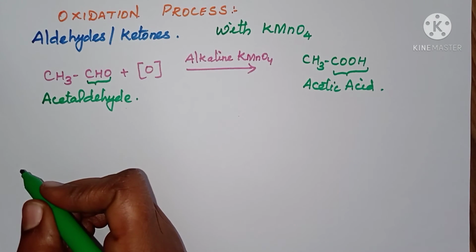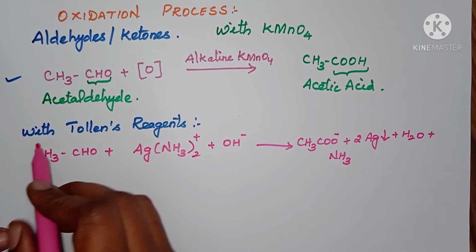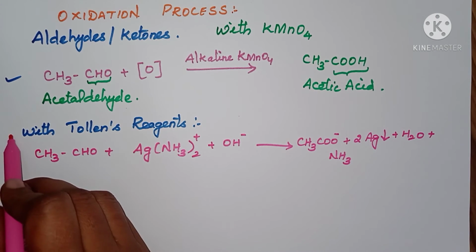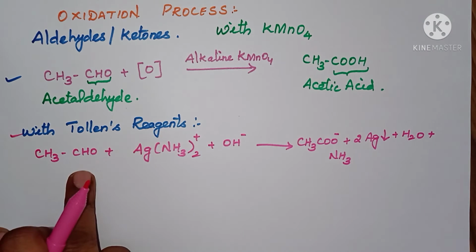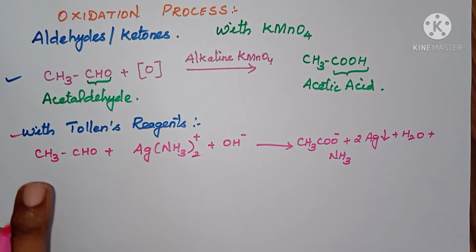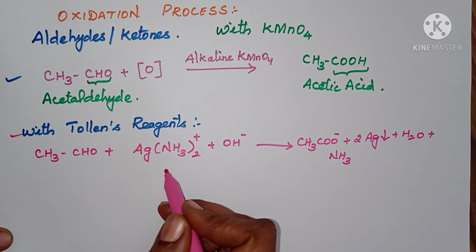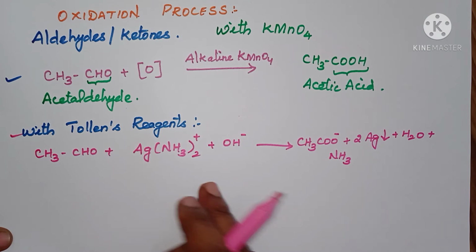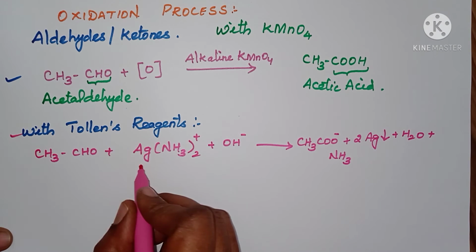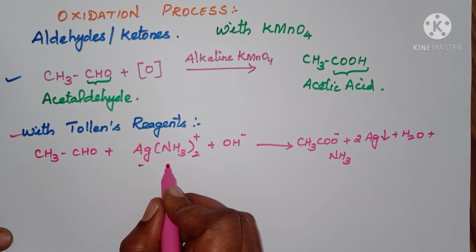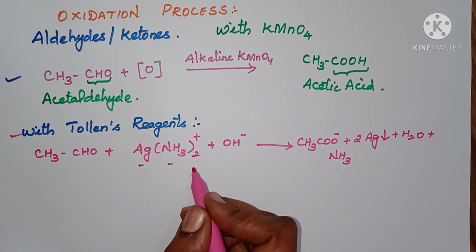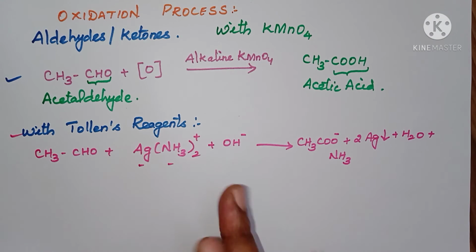Next one. Okay, the next reaction is Tollens reagent. This is something you will learn in the practical. Acetaldehyde reacts with Tollens reagent. What is Tollens reagent? Here silver and ammonia are there, ammoniacal silver nitrate. I think you might have heard about it in the practical classes. So Tollens reagent is nothing but ammoniacal silver nitrate.